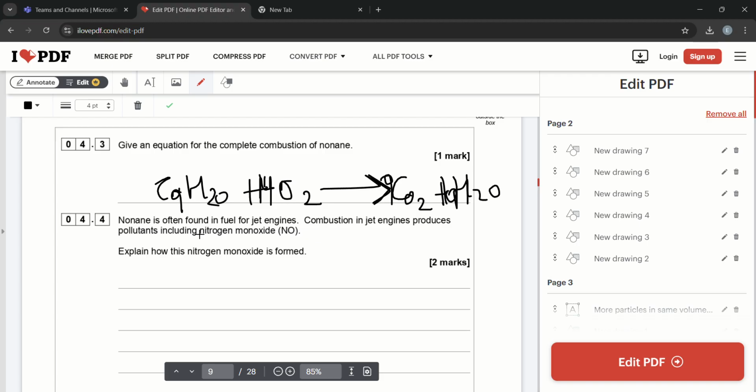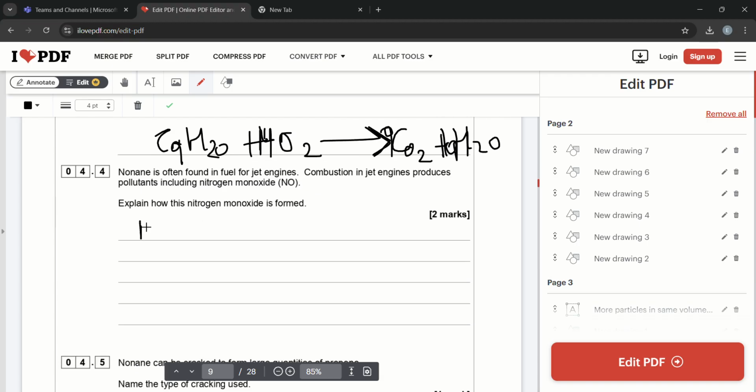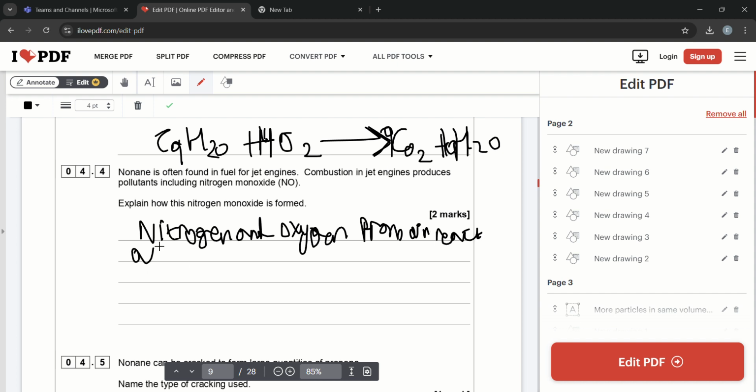Explain how nitrogen monoxide is formed. Well, we've got nitrogen and oxygen from air react at high temperature. The mark scheme says ignore references to pressure. It just wants a high temperature. So nitrogen and oxygen from air react at high temperature.